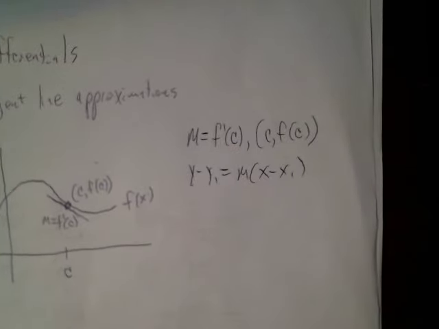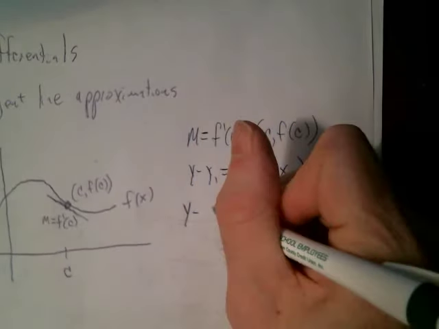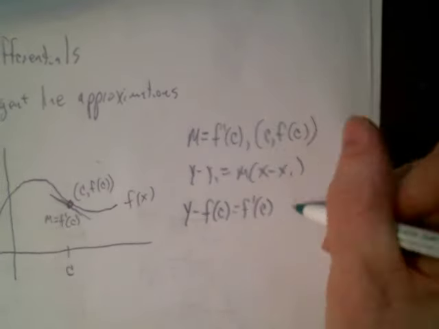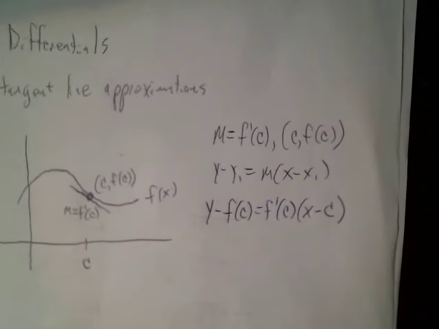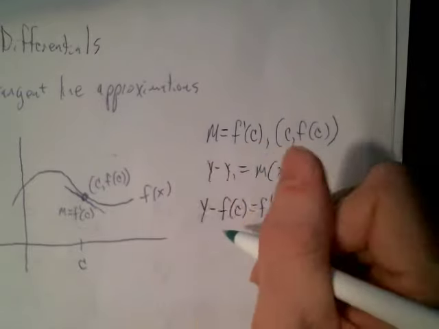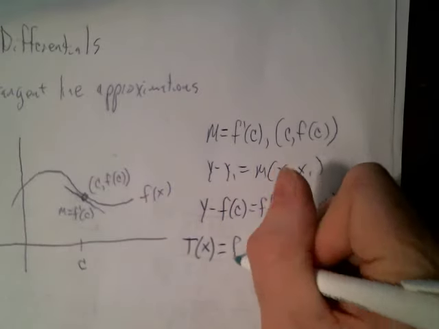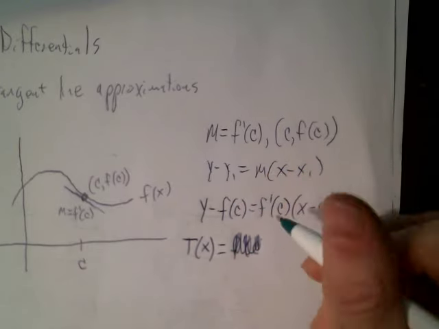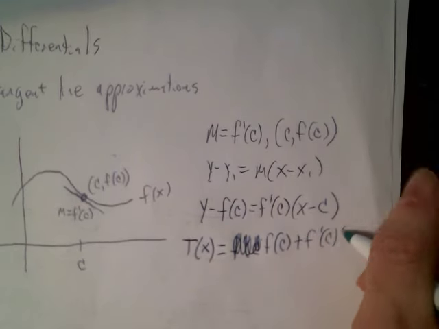I'm just getting more paper here. Okay, so dumping all this information into here, I'll have y minus f of c equals m, which I'm replacing with f prime of c, times x minus x1, which will be c. So finally then y, which I'm going to call a tangent line t of x, is equal to, it's probably better to write it in this other way, f of c plus f prime of c times x minus c.